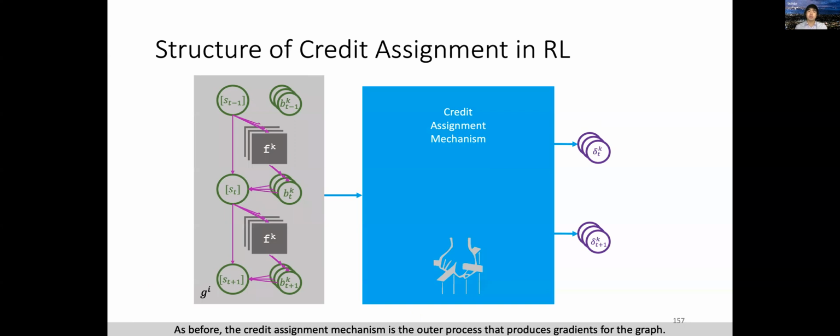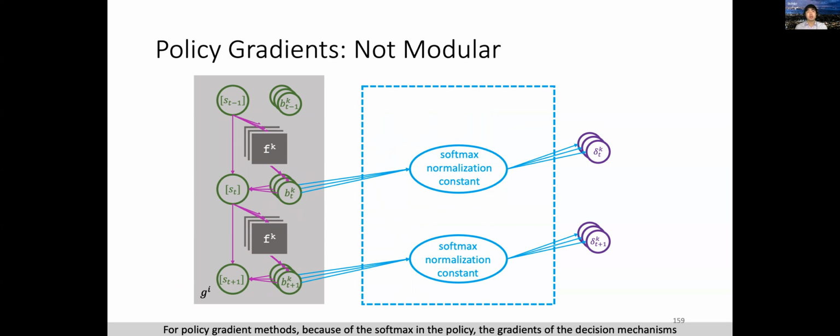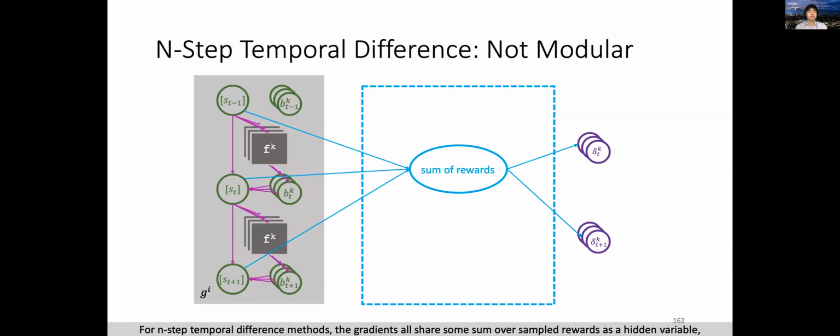As before, the credit assignment mechanism is the outer process that produces gradients for the graph. We now analyze the causal structure of the credit assignment mechanism for various RL algorithms. For policy gradient methods, because of the softmax in the policy, the gradients of the decision mechanisms all share a normalization constant as a hidden variable, so the gradients produced are not d-separated. Therefore, policy gradient algorithms are not modular.